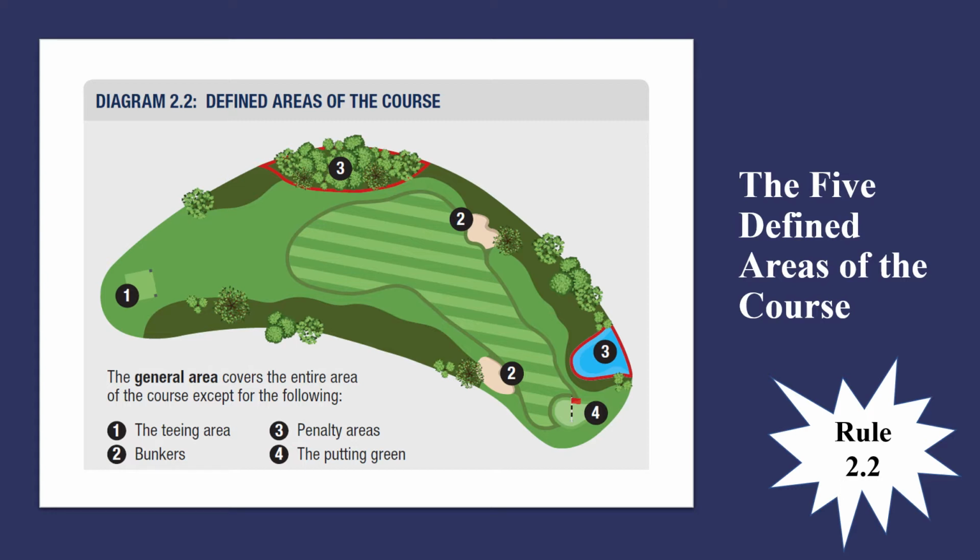There are obviously different rules that apply for a golf ball that lies in a bunker or in a penalty area, which we'll cover at a later point in time. There are also different rules that apply to a golf ball that lies on the putting green, but that only applies to the putting green of the hole currently being played. And there are also rules that apply in the teeing area, but also only on the hole that is currently being played.